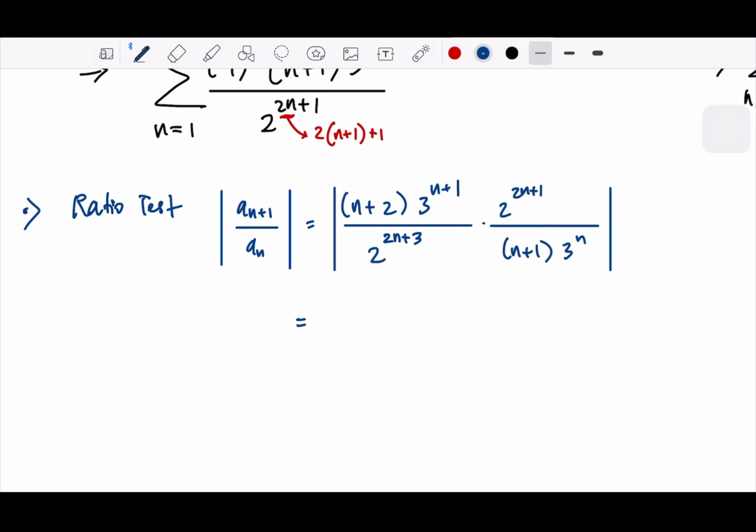Okay. Now we can simplify it. 2 with power 2n, so this is 2 squared, okay, and 3n, this is 3. So we will have (n plus 2) over (n plus 1) multiplied with 3 over 4.